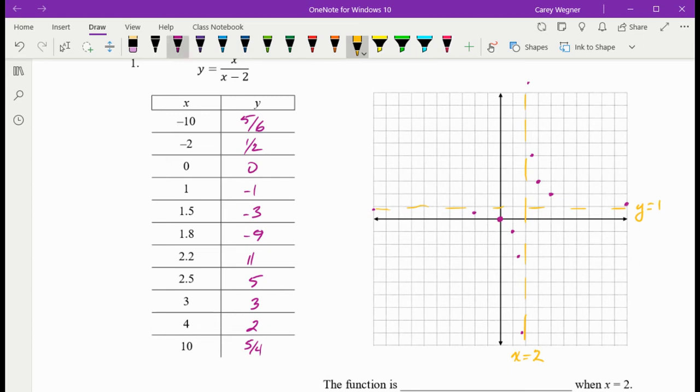Now, so far I just drew dots, but I should connect those dots. Well, there we have it. I didn't quite hit every dot as closely as I would like to. It's a little bit tricky on this screen. Hopefully on a piece of paper you can be a little more precise. But there's what I'm getting from my graph for this rational function.